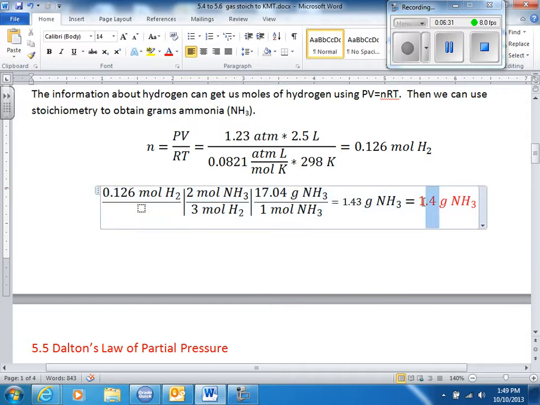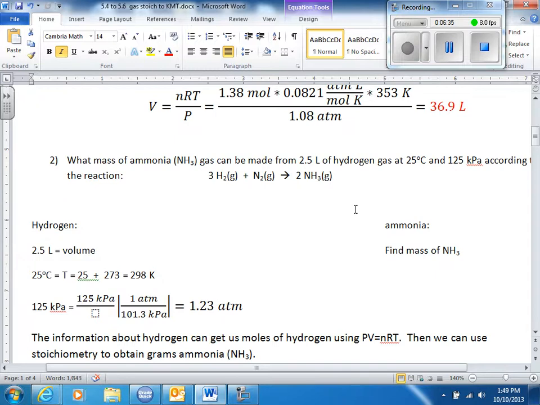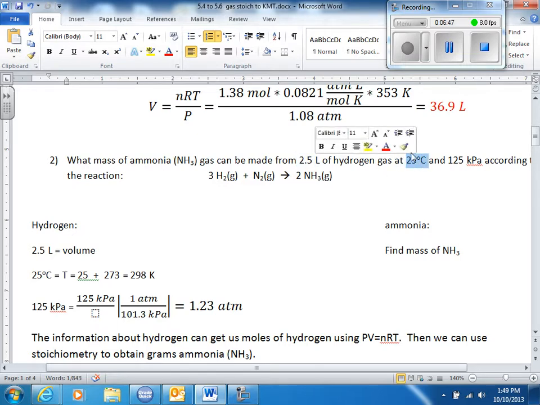And why did I keep only 2 digits? Let's look. Why did I keep only 2 digits? It's not because of this 25. It's because of this 2.5 here. 2.5 liters. Notice with temperatures, your sig figs often change because 25 Celsius, when we add our Kelvin, we get 3 sig figs out of there.